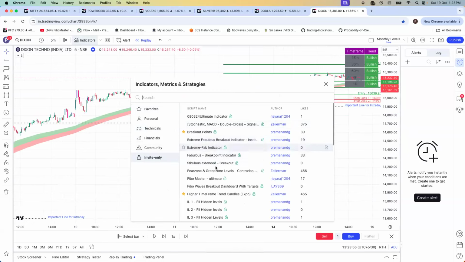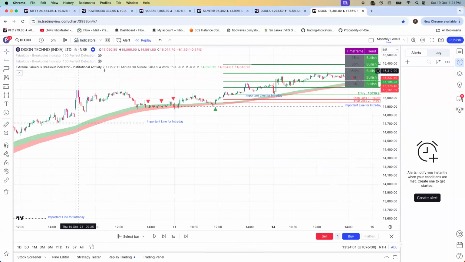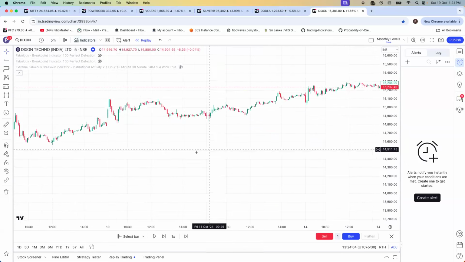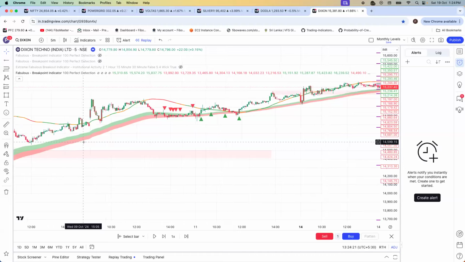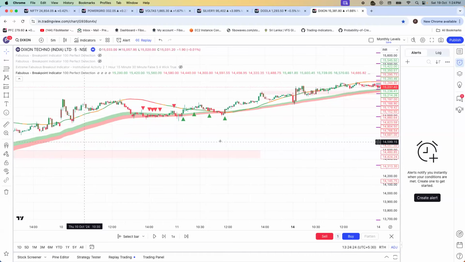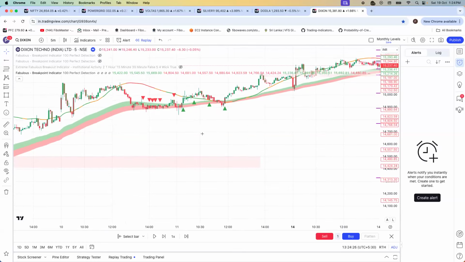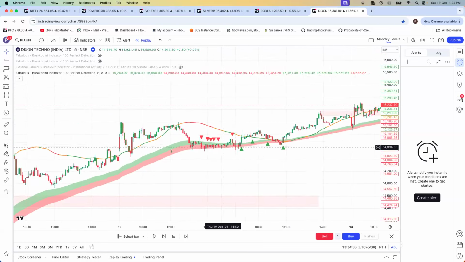I gave this Fabulous, right? Fabulous breakout point indicator. And taking this Fabulous breakout point indicator, I'm just closing it for now. Then Fabulous goes waste, no? Who said waste? There's no waste here. Okay. So this is the Fabulous breakout point indicator. Correct? In Fabulous breakout point, do you have the cloud here? Is it there or not? Yes, sir. Yes. Is there? Triangles are also there. Triangle also. You have the green color also there? Yes. Do you think it is waste?